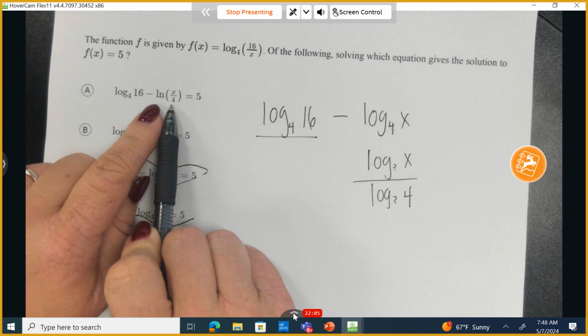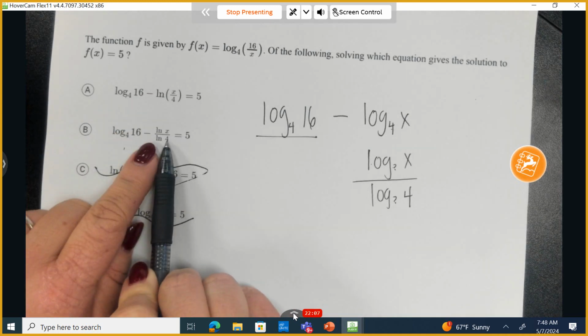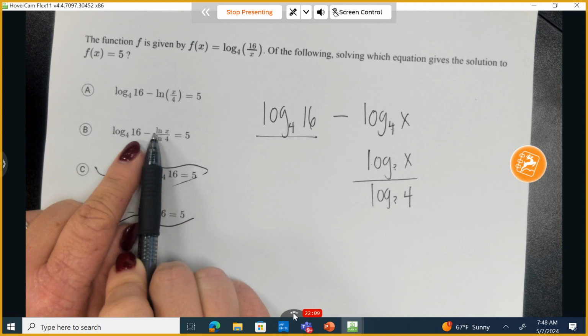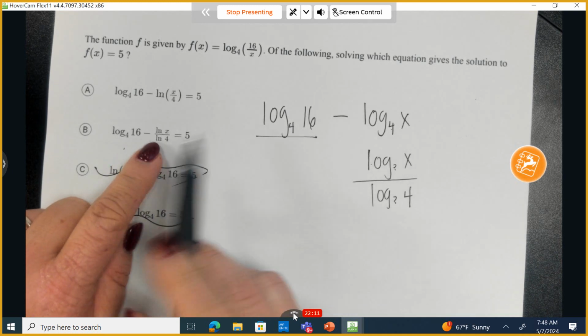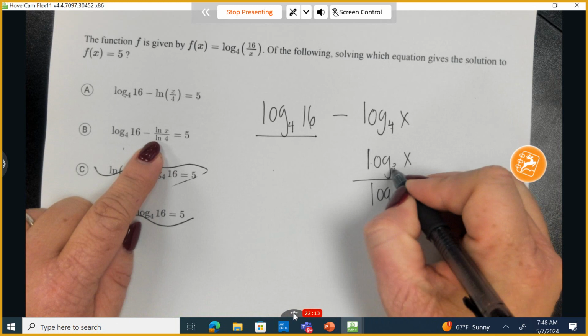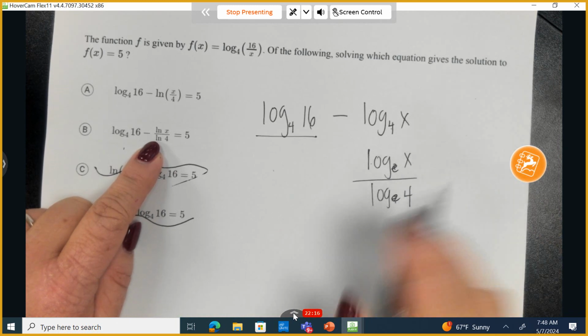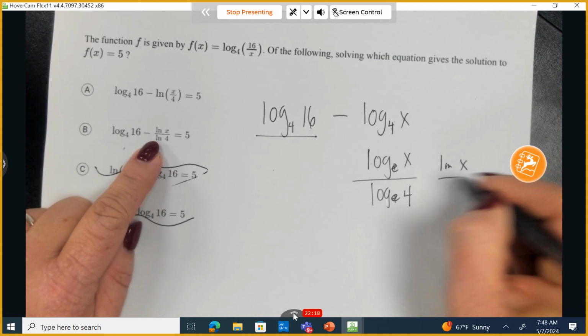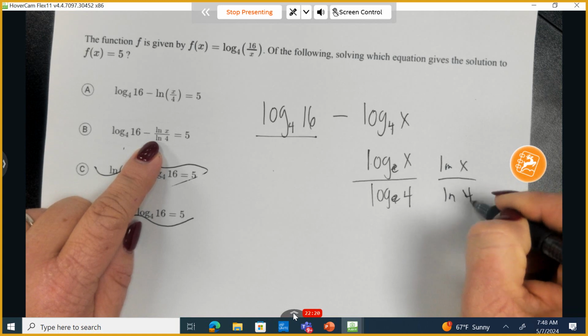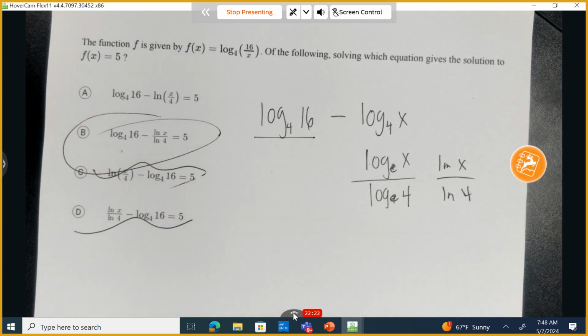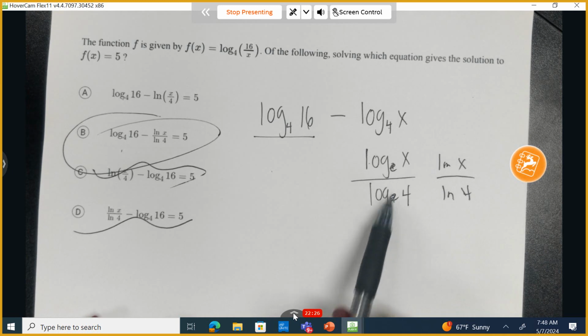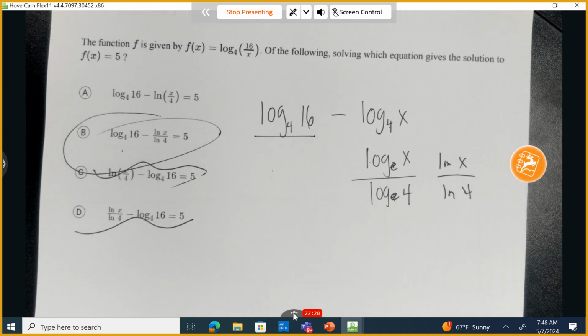So when I look up here, that doesn't look like it. When I look like this, you're like, well, it looks similar. Remember, really, what is ln? ln is log base e. This can be any value you want. So this is the same as ln of x over ln of 4. And this is your correct answer. Once you do change of base, you're able to change that base value to anything you want it to be.